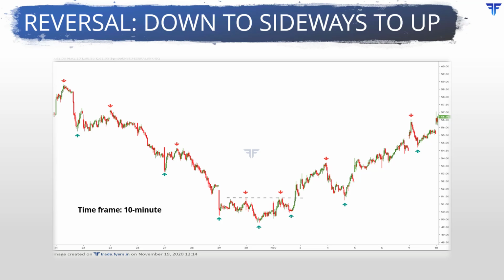This is the 10-minute time frame chart. Notice that during the first half of the chart, the price is in a nice downtrend as indicated by the sequence of lower lows and lower highs.